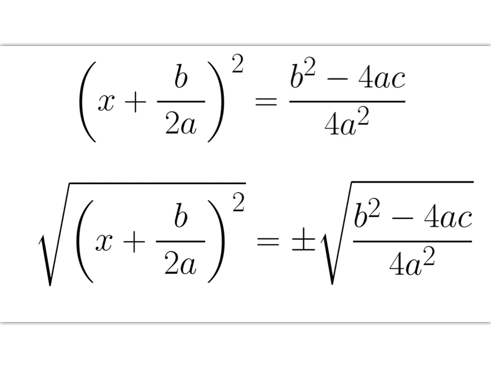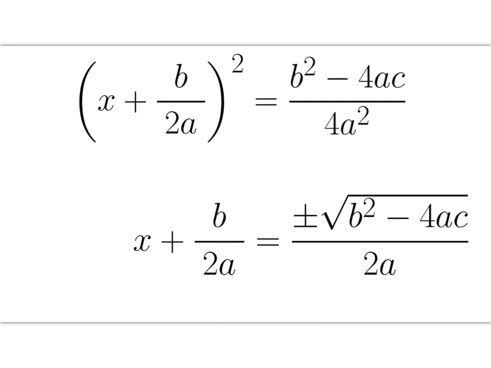There's a possibility that what was inside the parentheses here was positive, and the plus part isn't really necessary. It's possible that it was negative, and by squaring it, we made it positive. So that's why we have the plus minus symbol. That's what this is right here. So we have plus or minus square root of b squared minus 4ac all over 4a squared. And we're going to clean this up just a tad.